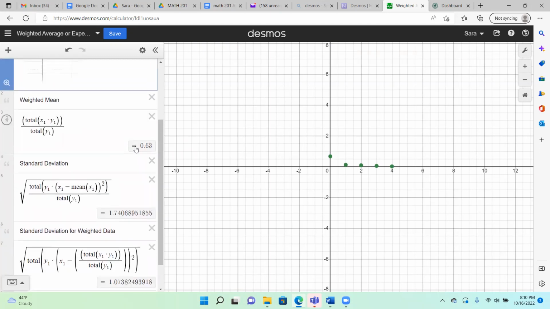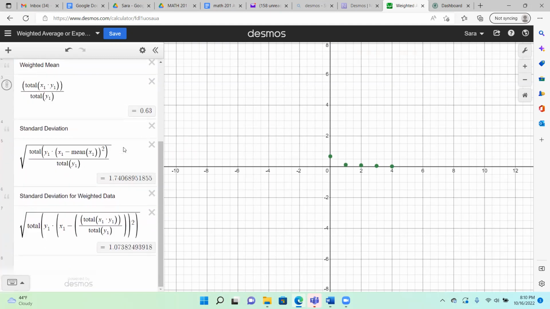So we've got 0.63 is the mean right here. And then for the standard deviation, we have to use the one down here for the weighted average. So it's using the weighted mean in here. So 1.07. So the mean for part F, I'll show you my paper momentarily, is 0.63, and the standard deviation is 1.07. It said 1 decimal place, so 1.1.